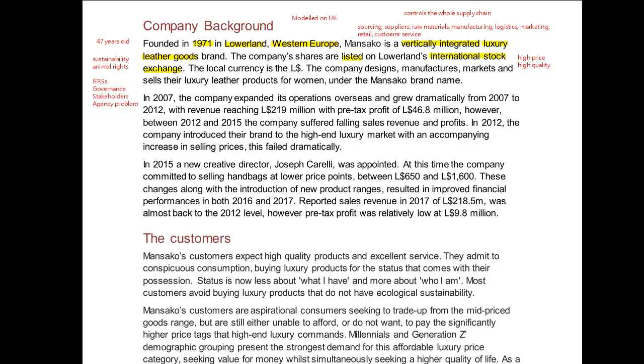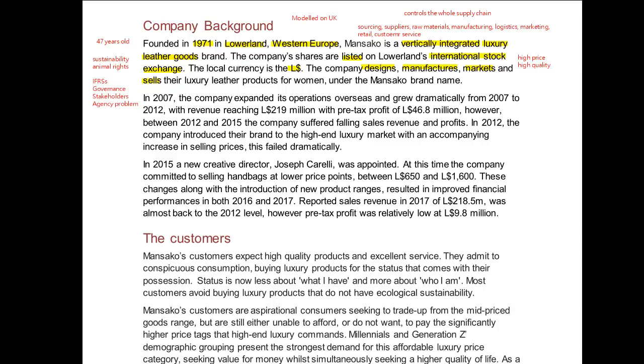Okay, so the local currency is the L dollar, and the company designs, manufactures, markets, and sells their luxury leather products for women. Before we go on to that and the customers, this is what we were saying about vertical integration. I listed all these things up here. The company is a designer, a manufacturer, in marketing, and also in retail and selling.